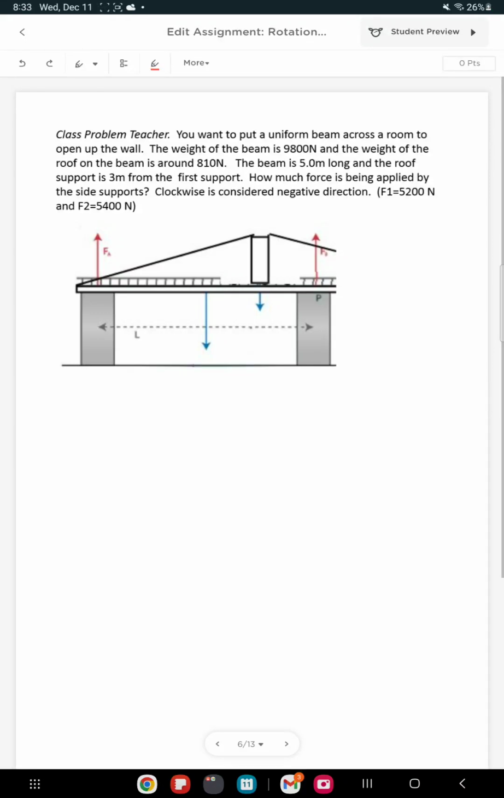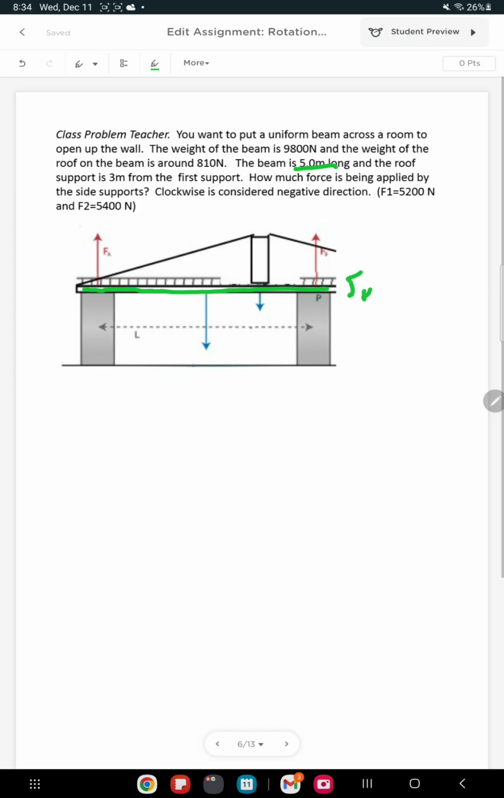Alright guys, it's an equilibrium problem. We're trying to balance this beam. Anytime we're doing balance problems, you'll do something similar to this. We've got a beam going across here, and it tells you the length. The beam's about 5 meters long.